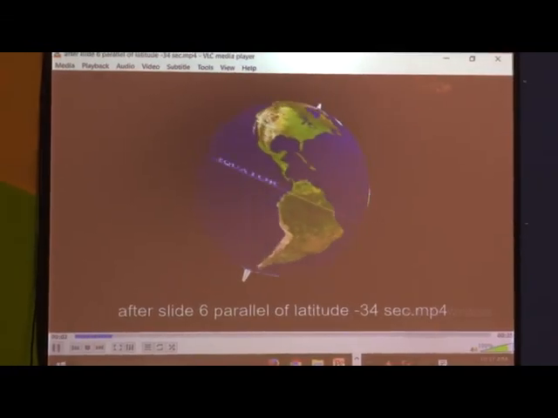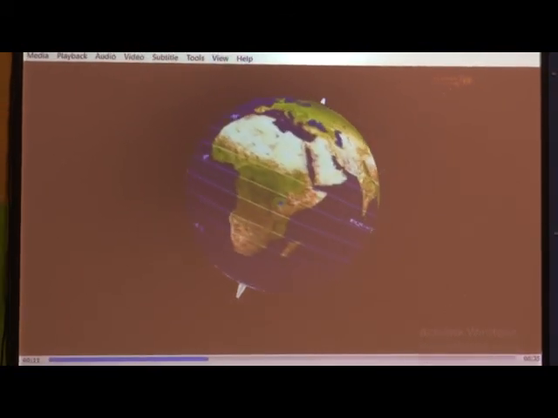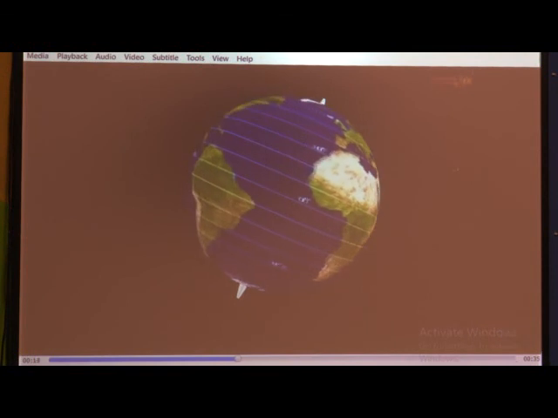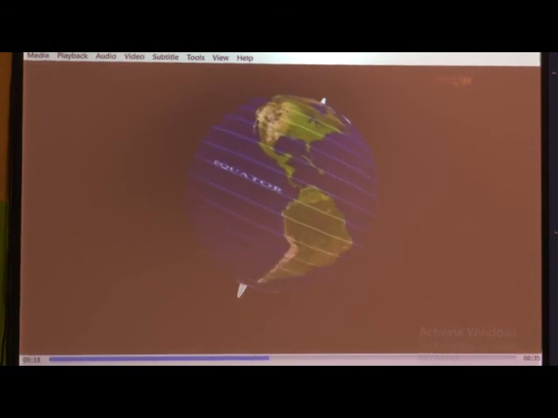Latitudes are the lines running across the earth horizontally. These parallel lines on the globe from the equator up to the pole are at equal distance and are measured in degrees.